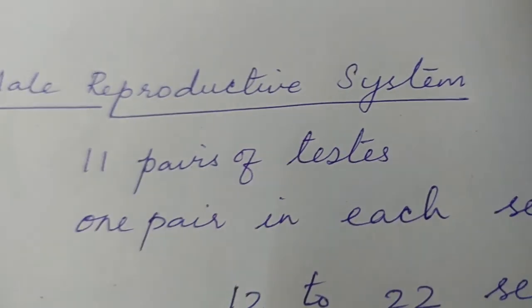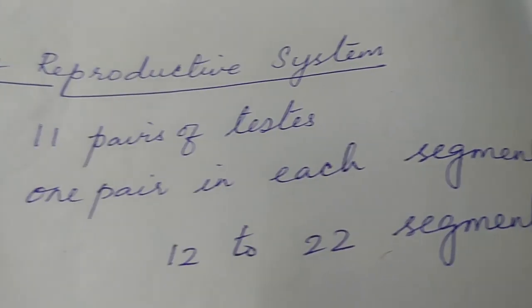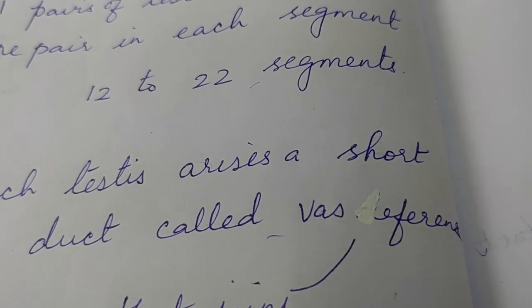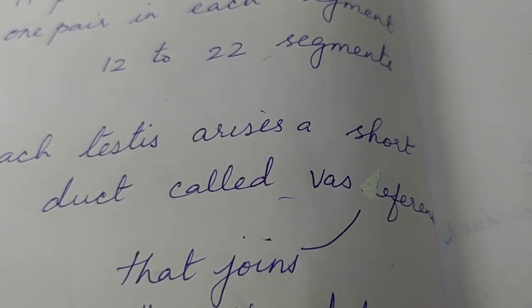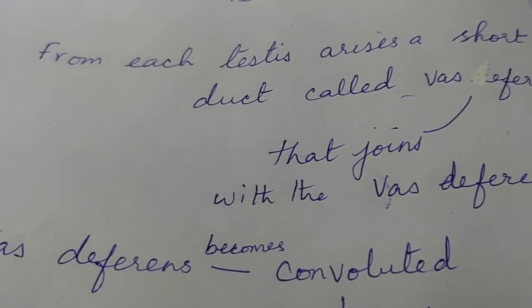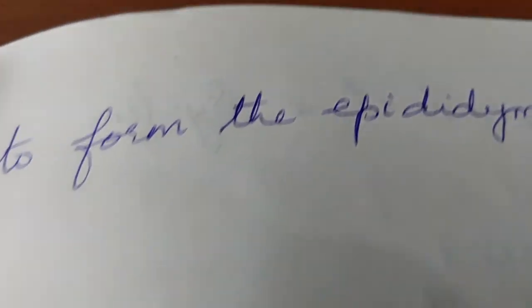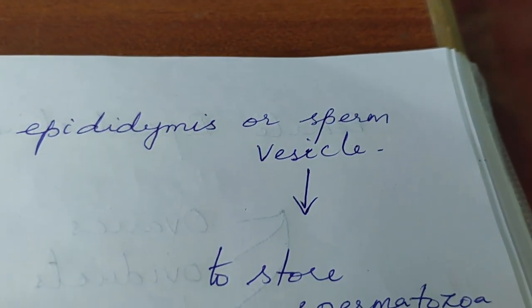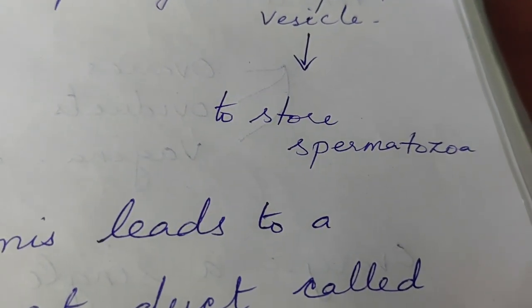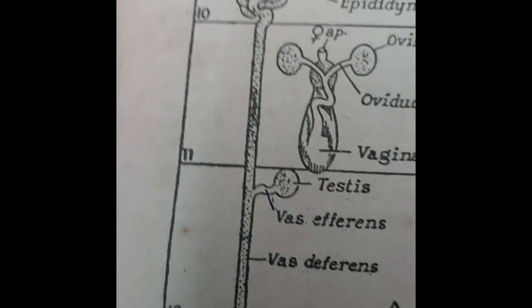Coming to male reproductive system, we will see 11 pairs of testes, one pair in each segment, from 12th segment to 22nd segment. From each testis arises a short duct called vas efferens, and that joins with the vas deferens, and both vas deferens become convoluted, folded, twisted, coiled, and that forms into the epididymis or sperm vesicle. Function of this epididymis is to store spermatozoa. You can see the diagram here. Let me focus.